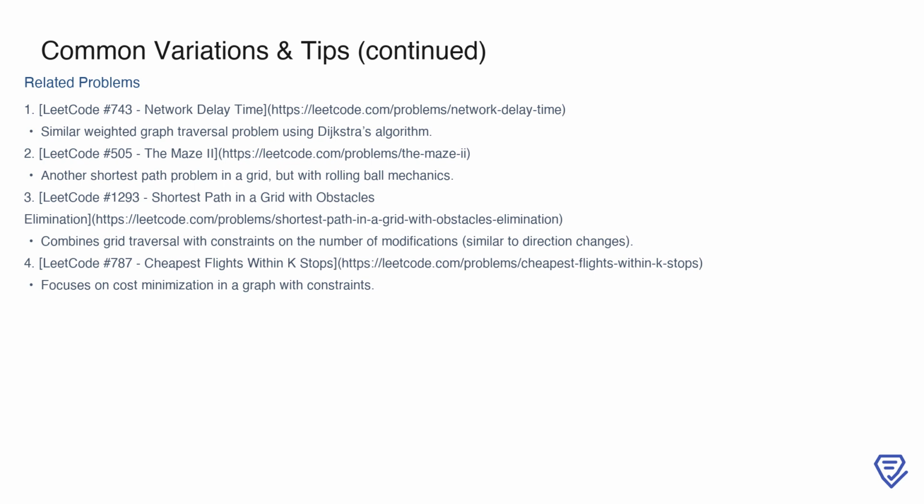Another relevant problem is LeetCode number 1293, Shortest Path in a Grid with Obstacles Elimination. This problem combines grid traversal with constraints on the number of obstacles you can eliminate, which is quite similar to the direction change constraints in this problem. Finally, LeetCode number 787, Cheapest Flights Within K Stops, focuses on cost minimization in a graph while adhering to specific constraints, making it another useful example for understanding how to approach cost-based traversal problems.